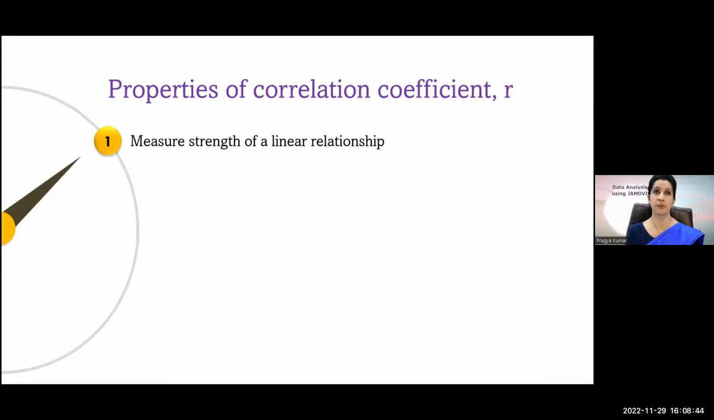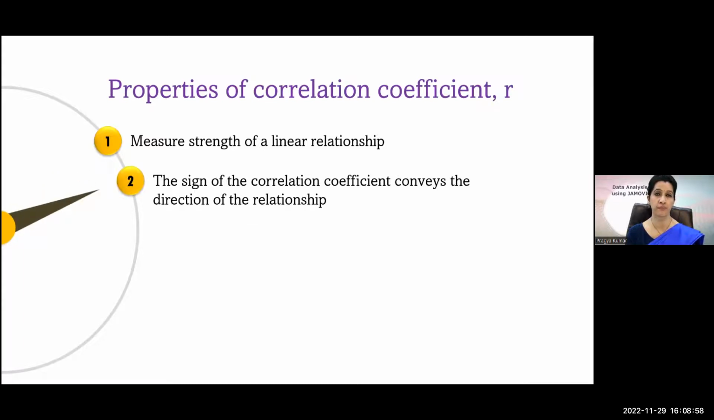So there is something known as the correlation coefficient, R, and it is also known as Pearson's correlation coefficient. It has some properties. So this R measures the strength of the linear relationship. The sign of this R conveys the direction. So we have discussed that if it is positive, it tells that it is positively related. That means if you increase one variable, the other variable will also increase.